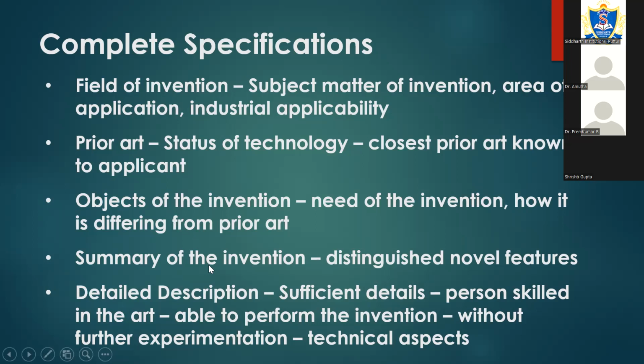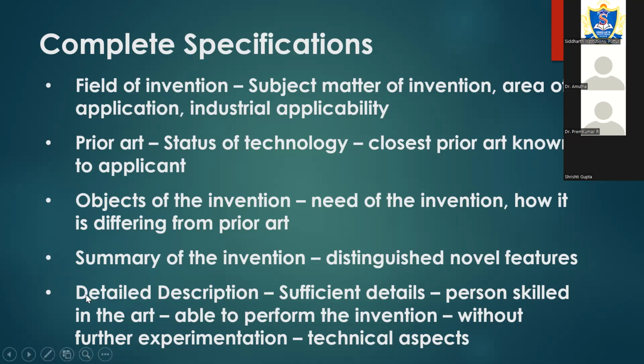It is an overall description in 100 words. So an overall description of the invention in around 100 words. It should include the distinctive features of your invention, and on reading this itself, you should be able to identify, okay, this is the invention they have filed. So novel features or important features should be available in the summary.